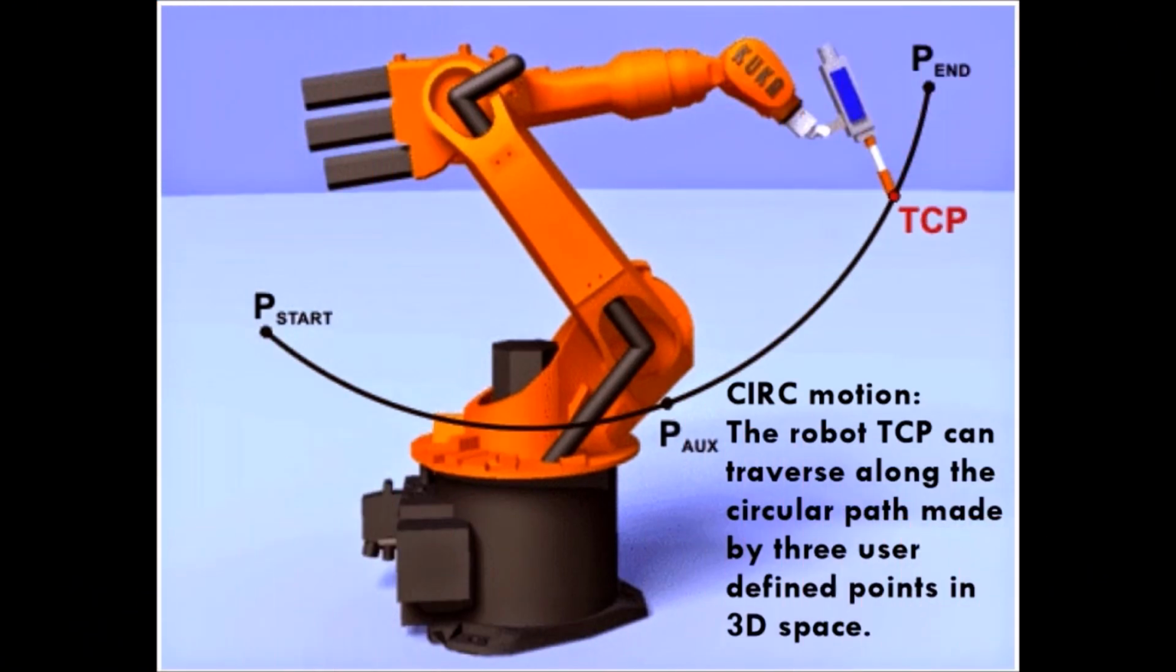Other than PTP and linear motion, the robot TCP can follow a circular path with the circular motion function. The circular path can be defined by 3 points, which are the start point, auxiliary point, and end point. The robot TCP will follow the path from the start point to the end point, passing through the auxiliary point in a circular pattern.